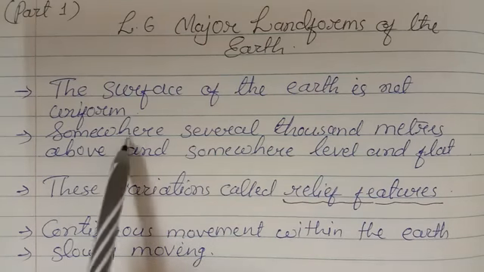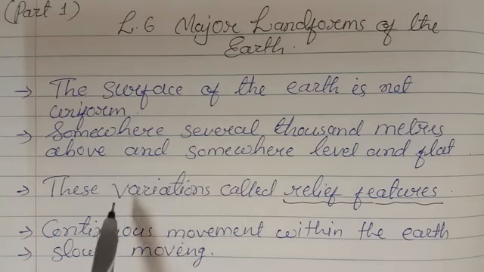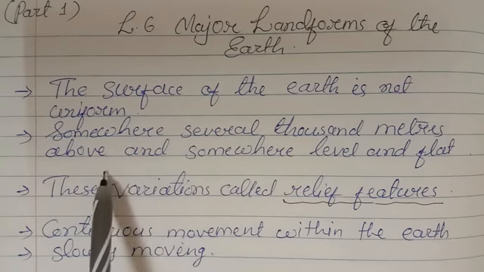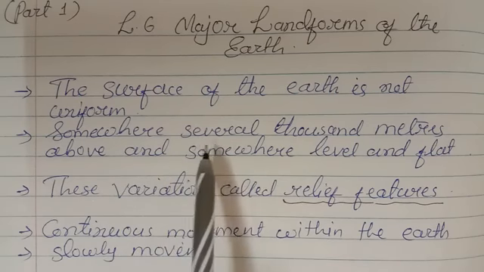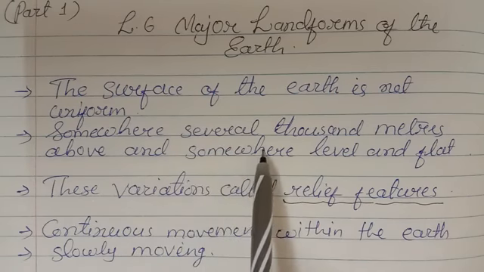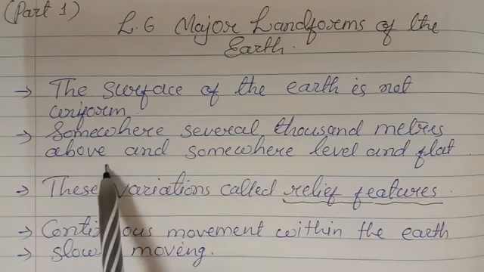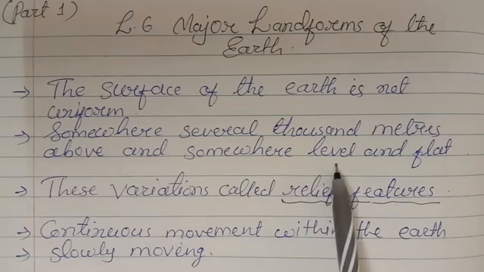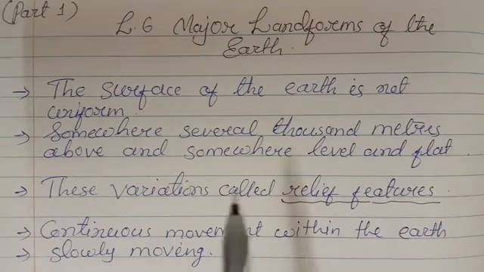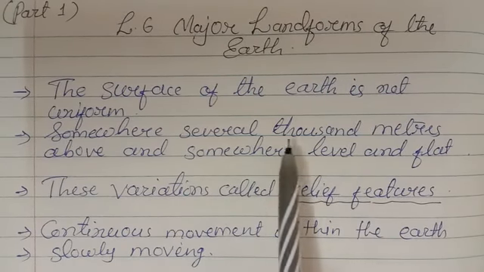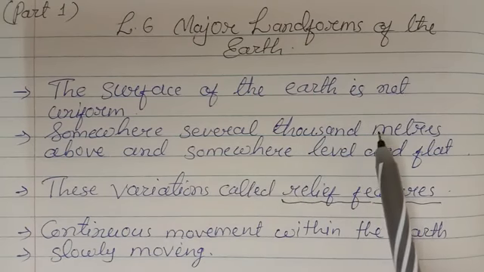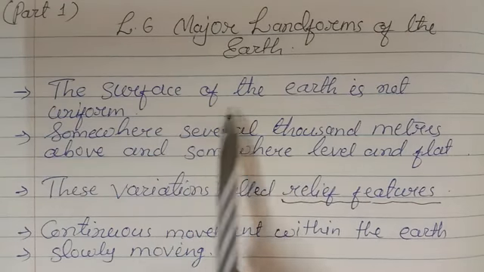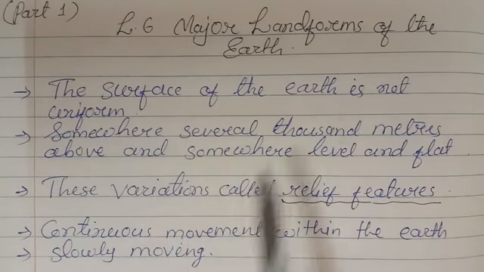If we see the surface of the earth somewhere several thousand meters above the sea level, some land is above the sea level. And somewhere we will see that it is level or flat, somewhere the plain part we can see, and somewhere mountains and plateaus, different landforms we are able to see. So why is it? Because the surface of the earth is not uniform everywhere.